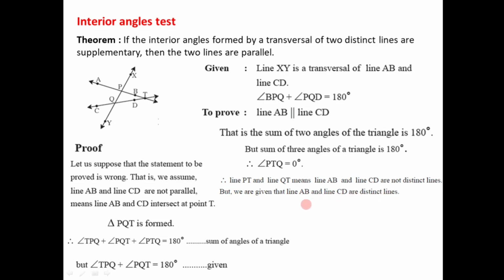So we get a contradiction, and we get this contradiction because of what we have assumed. We assumed that the statement which we have to prove is wrong. So that assumption is wrong. That means the statement that we have to prove is correct. Therefore, line AB and line CD are parallel. To prove this, we have used the method of indirect proof. So this is how we can decide whether two given lines are parallel or not by using the interior angles test.